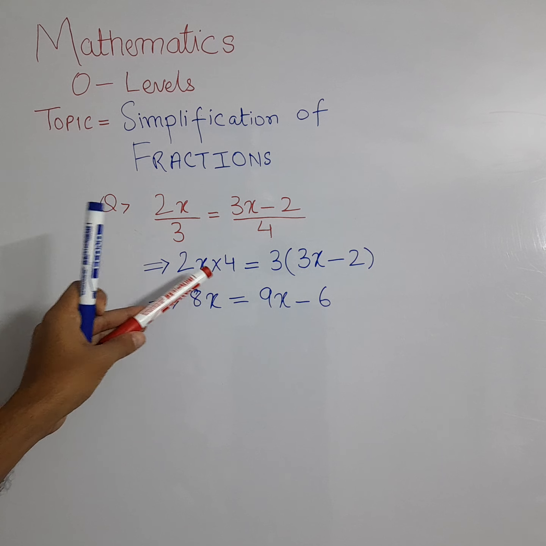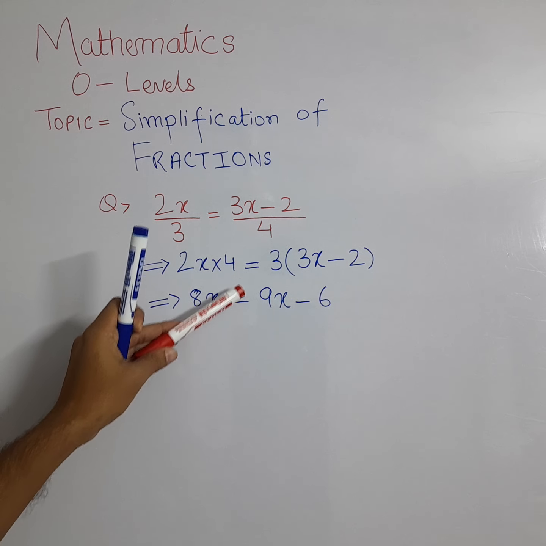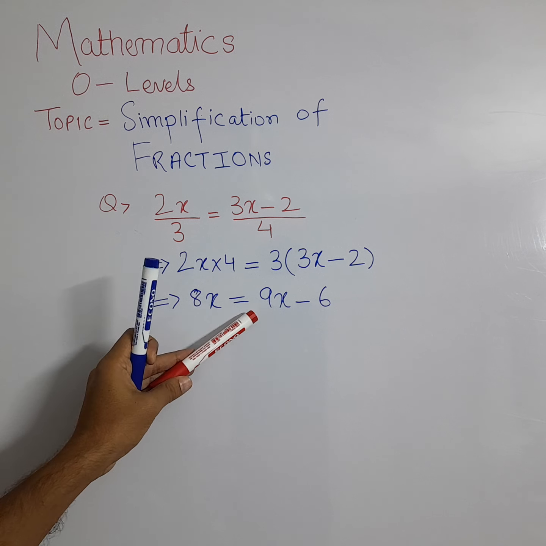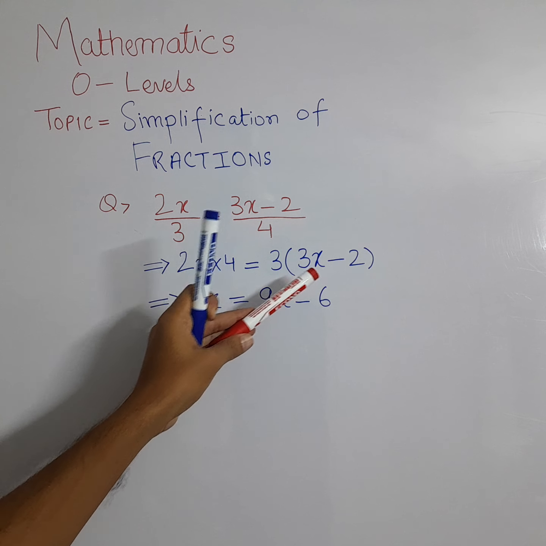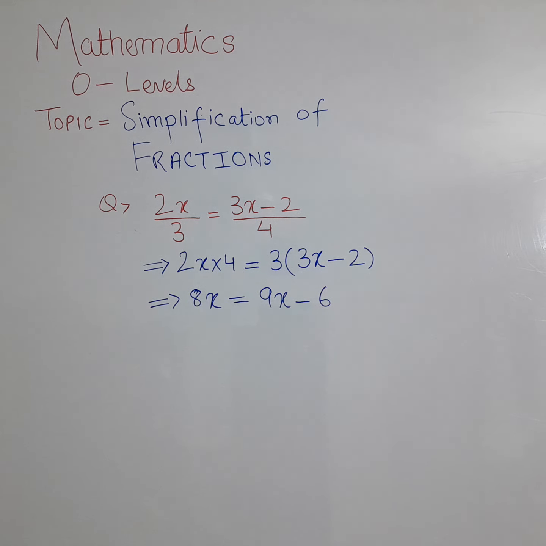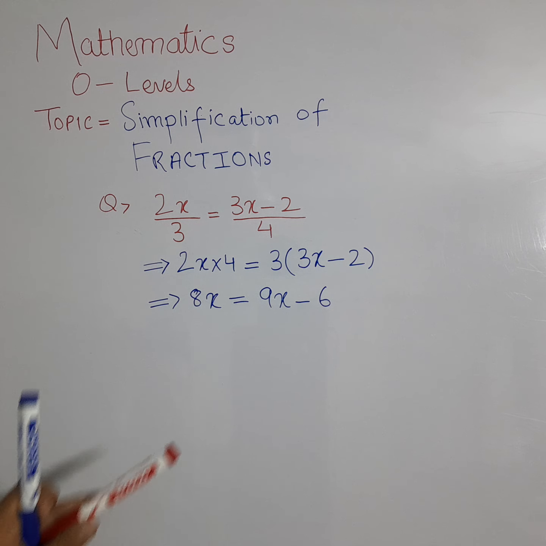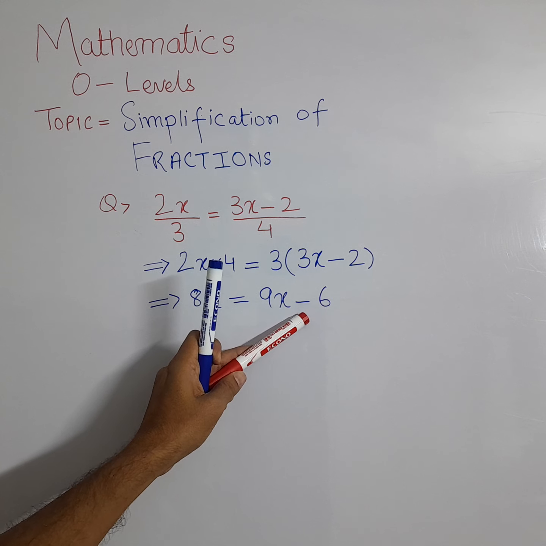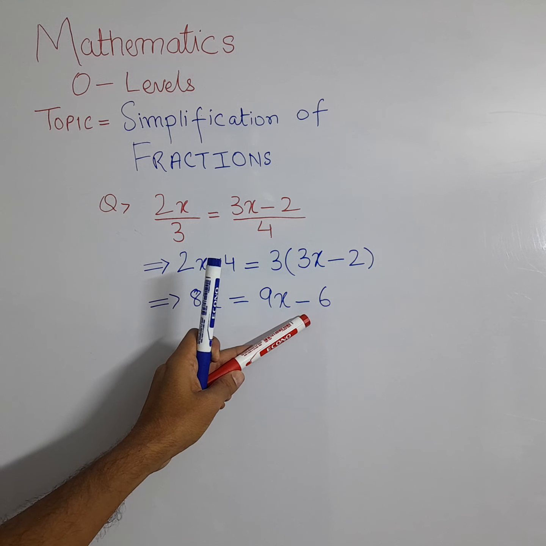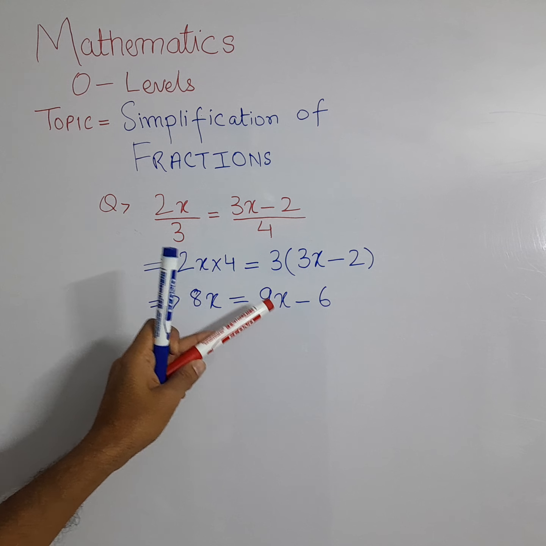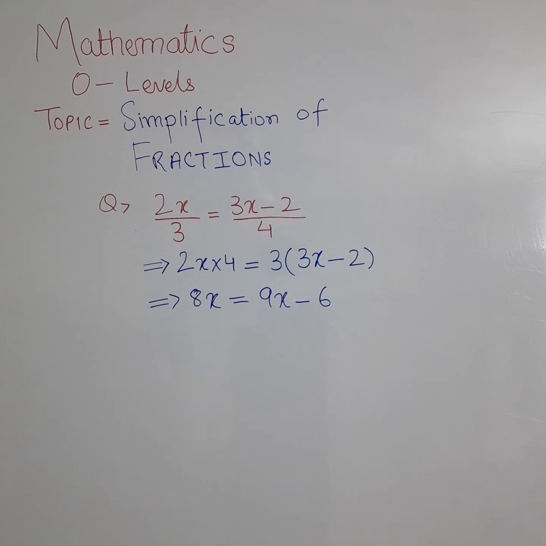Now 2x multiplied by 4 is equal to 8x. Then we have 3 multiplied by 3x is equal to 9x. Then we have minus 3 multiplied by 2 is 6. Now in order to find the value of x, we will keep minus 6 on the same side where it is, but we will bring 9x to the other side of the equation. So 9x will be subtracted on the other side. The new form of the equation will be 8x minus 9x is equal to minus 6.